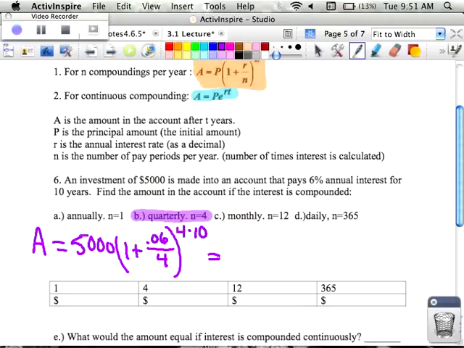And I get $9,070.09. Make sure you can get that. If you didn't get that, that means you probably forgot a parentheses around the exponent. So give that a shot, and then we're going to do one more.